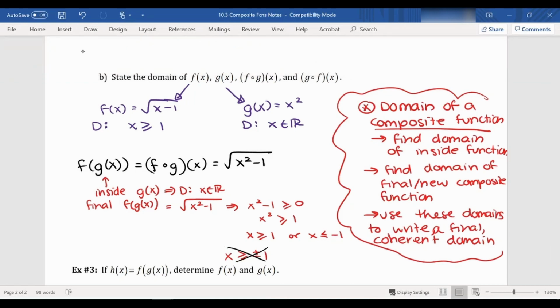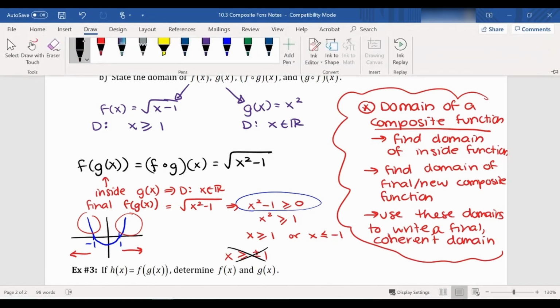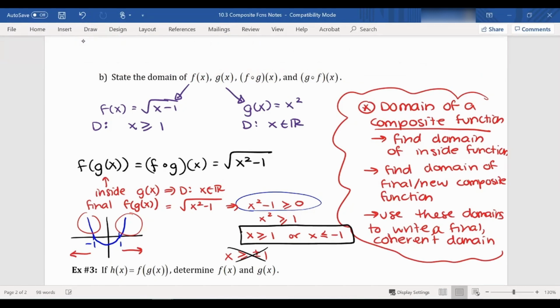This is not accurate. And I like to think of this as if I had a graph of x squared minus 1, it would look like this, right? I'd have an intercept at 1 and -1. And where is this bigger than 0? Well, it's bigger than 0 here and here, when x is bigger than 1 and smaller than -1. So I find visually that helps a little bit with these domains. So my domain overall for this composite function would be x must be bigger than or equal to 1 or less than or equal to -1. So this is my final domain for f of g of x.